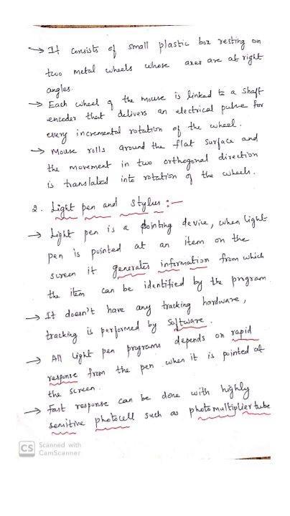Then we can see about the light pen and stylus. The light pen is also another pointing device, and here when the light pen is pointed at an item on the screen, it generates information from which the item can be identified by the program. It does not have any tracking hardware. Instead, tracking is performed by software. All light pen programs depend on rapid response from the pen when it is pointed on the screen. Fast response can be achieved with a highly sensitive photocell such as a photomultiplier tube.